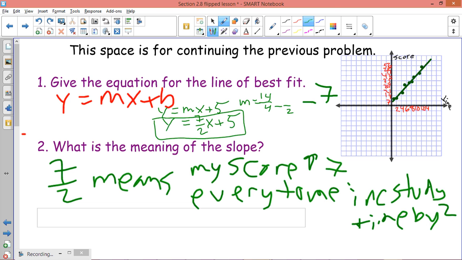Okay, so that's what the slope means here. It means according to my line of best fit, I get 7 points higher on my test for every 2 hours I spend studying. Okay, so the way that you answer questions like that in the future, think about what the rise and the run actually mean. What does an increase in your y-axis mean? What does an increase in your x-axis mean?